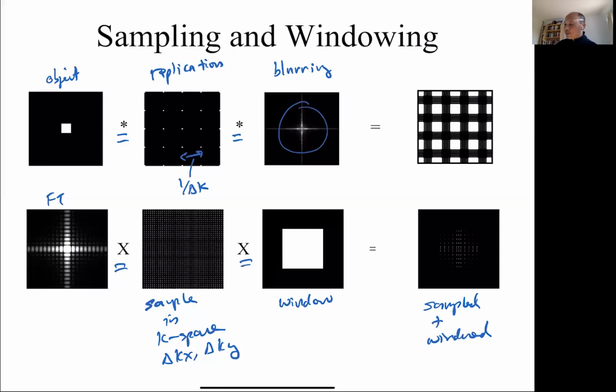Okay. And at the end, we have replicas and they're blurred. All right, so that's what we end up with. And so the idea is we want to design our MR system such that the replicas are not overlapping, so we avoid aliasing, and also the blurring is low enough that we feel like we have the resolution we want.